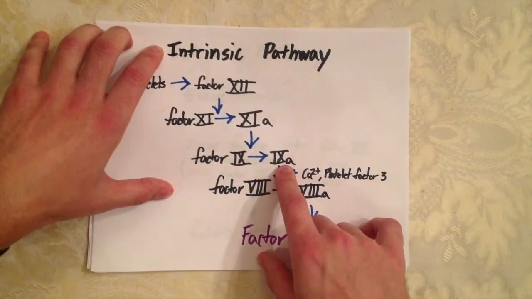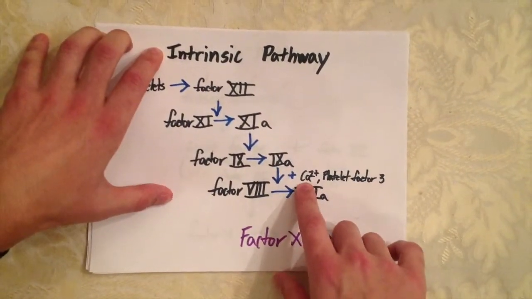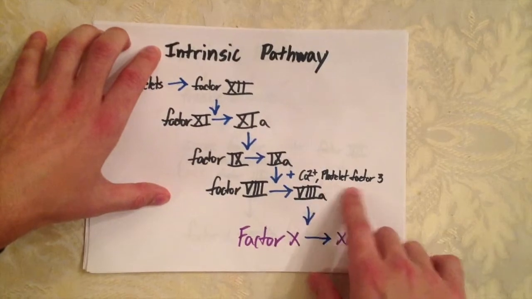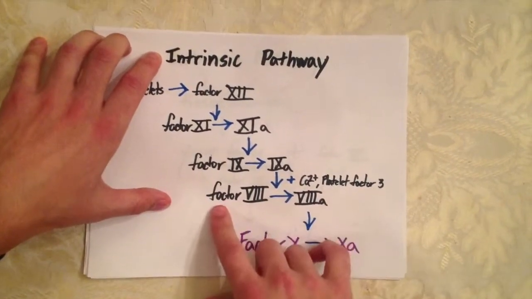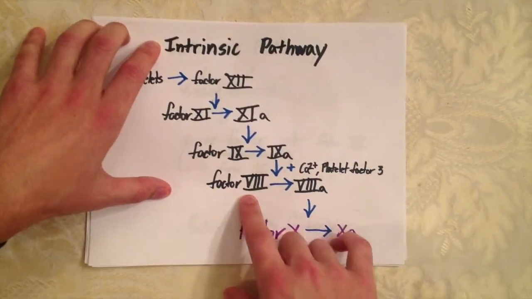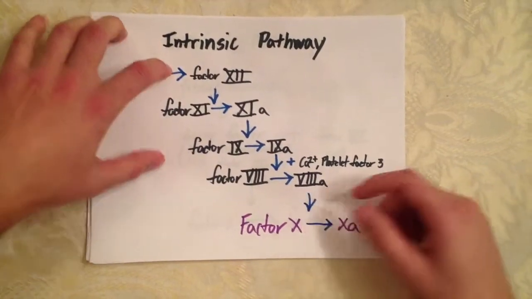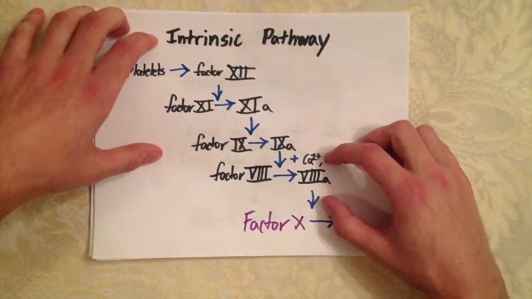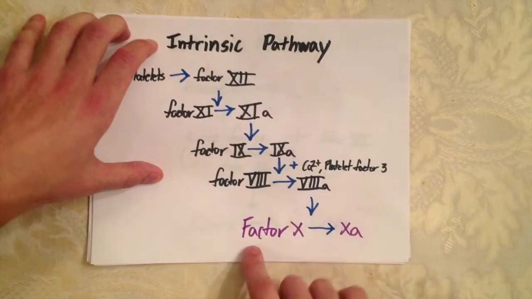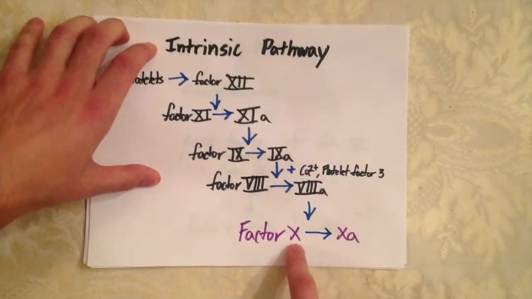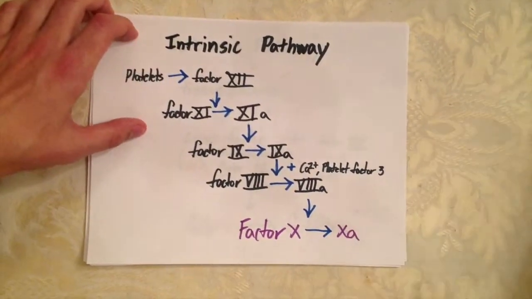And then the active form of factor 9, along with calcium ions and the platelet factor 3, convert the inactive form of factor 8 to the active form of factor 8. Once factor 8 is activated, it will then convert factor 10 to the active form of factor 10.